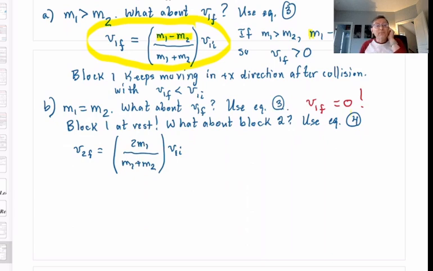Let's see what we get for V2 final. It's clearly going to have to be moving, right? Block 2 is initially at rest, block 1 is moving, comes in, collides. Elastic collision, equal masses, block 1 stops. Block 2 has to be going on in the plus x direction. Let's see what we get. Now remember, the masses are equal. So let's say m1 and m2 are both just m. Then I'll have for my fraction here 2m upstairs, but look what I'll have downstairs. m plus another m. Well, that's just another factor of 2m. So look what the fraction is, 2m over 2m, which is 1.